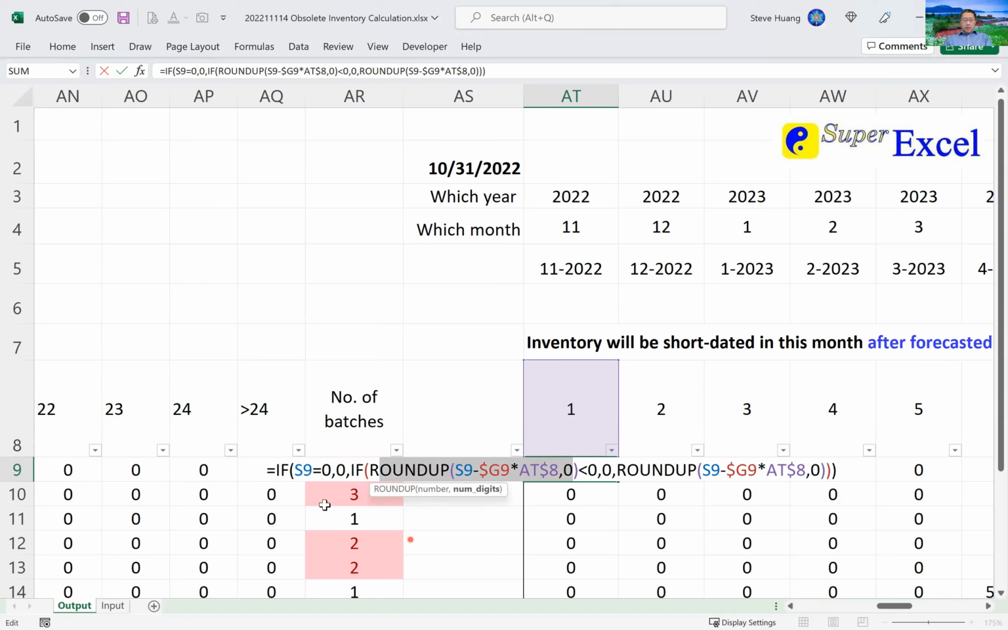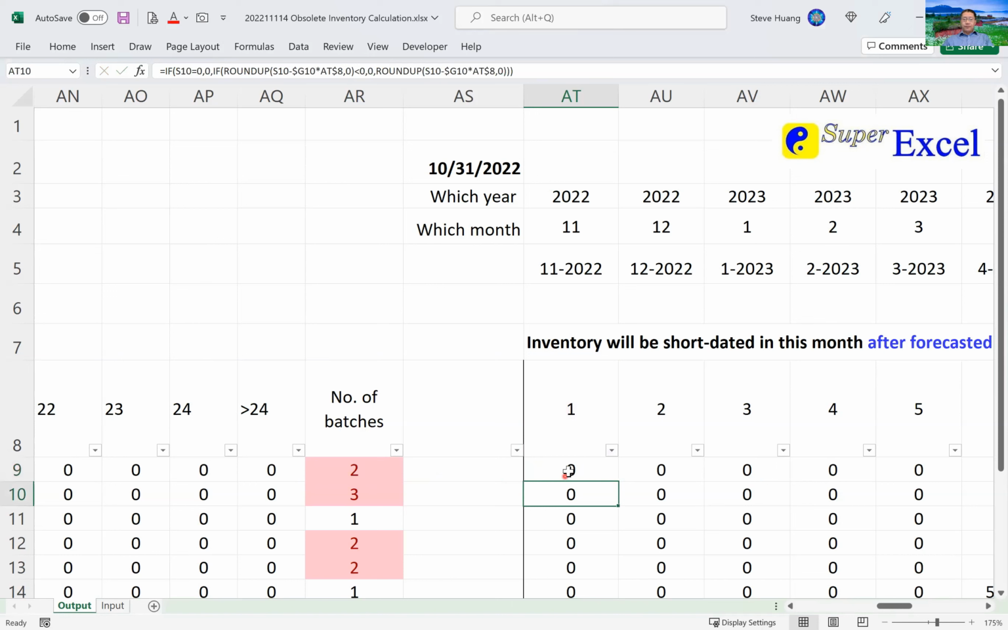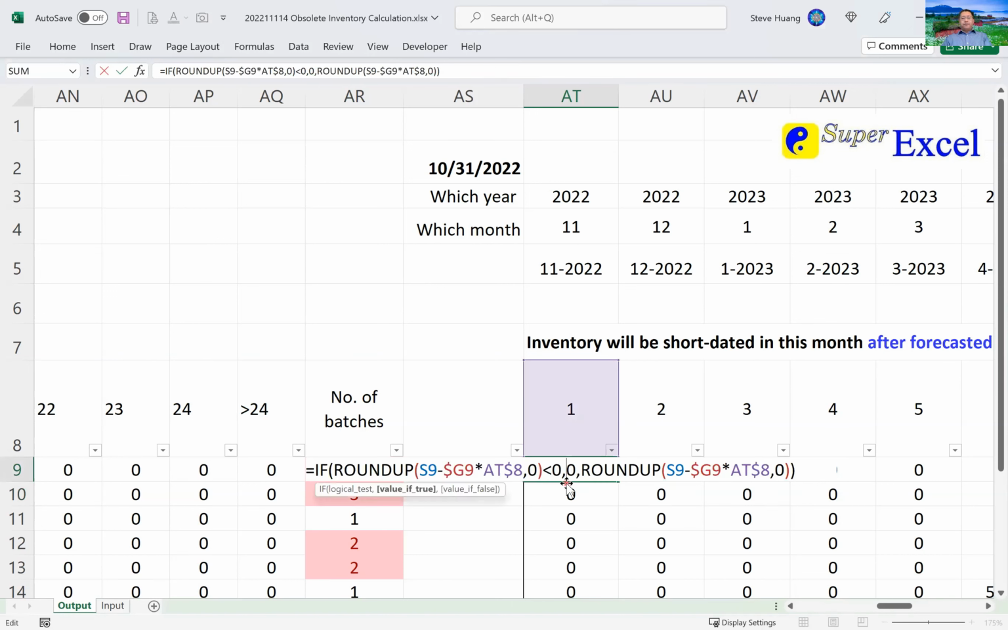So my first step is to remove the first layer of this if. It's redundant. Let me also remove a bracket at the end. Let me enter that so I don't lose that. Now let's look at this part.